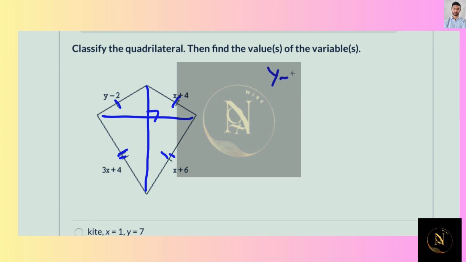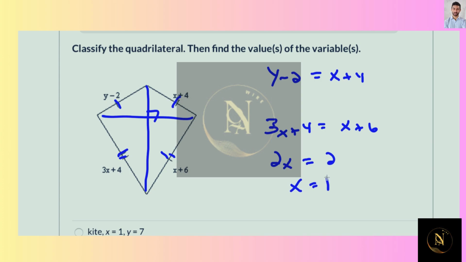what would be true is that y minus 2 would be equal to x plus 4, and that 3x plus 4 would be equal to x plus 6. So let's use the second equation to help find x. We can subtract x from both sides, subtract 4 from both sides, and divide both sides by 2, and x is 1, making this 7, making this 7, making this 5.